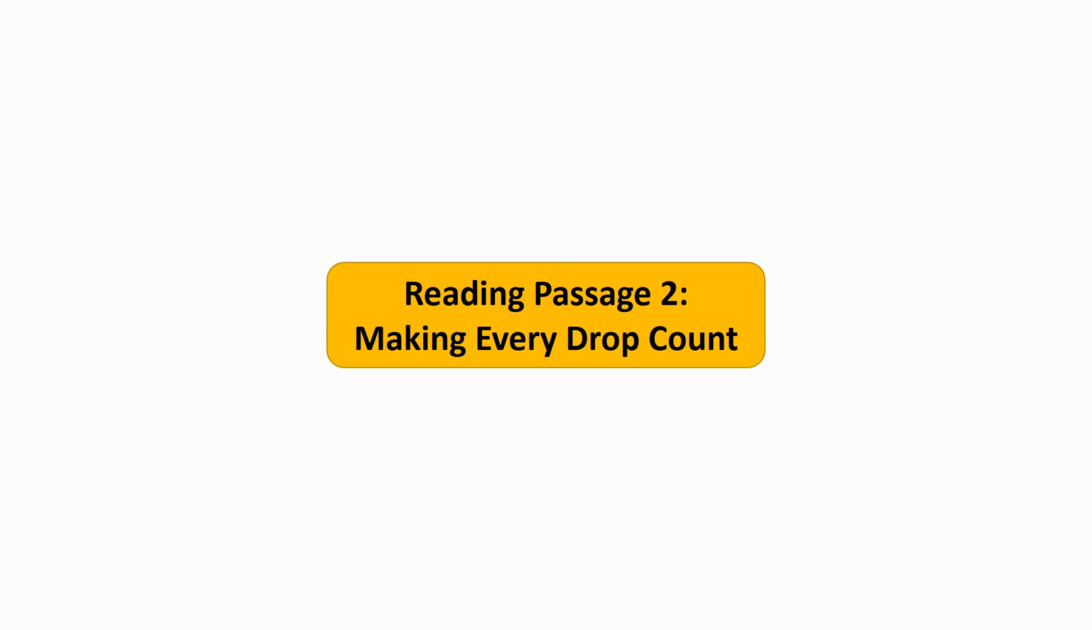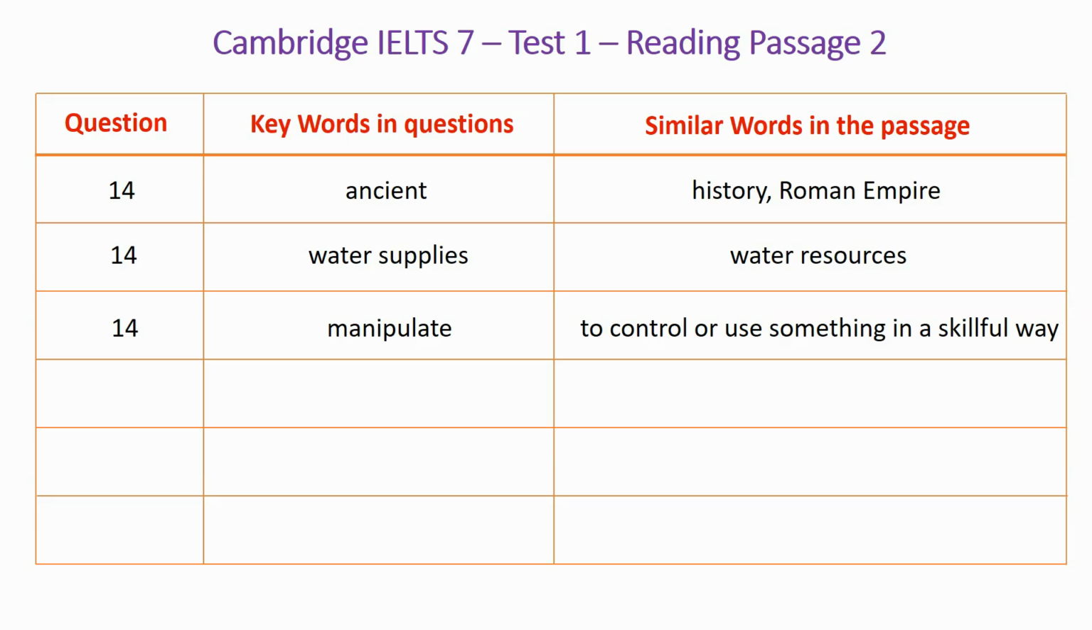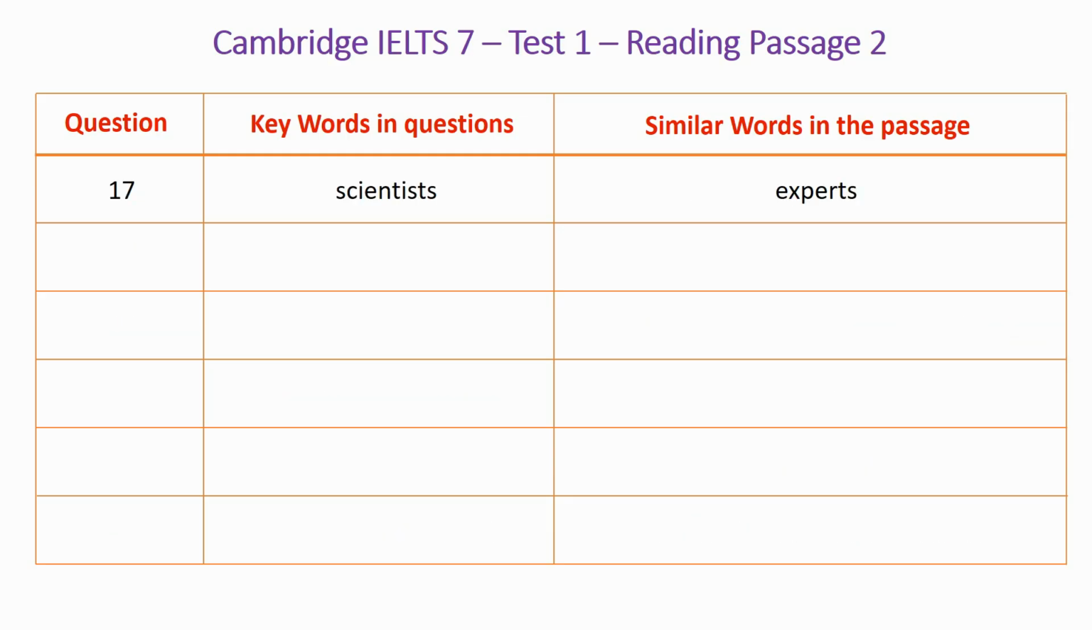Now, reading passage 2, making every drop count. Ancient, history, Roman Empire. Water supplies, water resources. Manipulate, to control or use something in a skillful way. Relevance to health, disease. Effects, consequences. Environmental effects, freshwater fish are threatened. Scientists, experts. Revision of policy, policy is beginning to change.